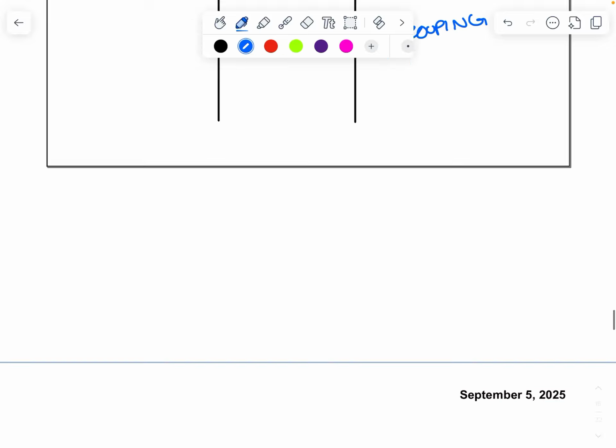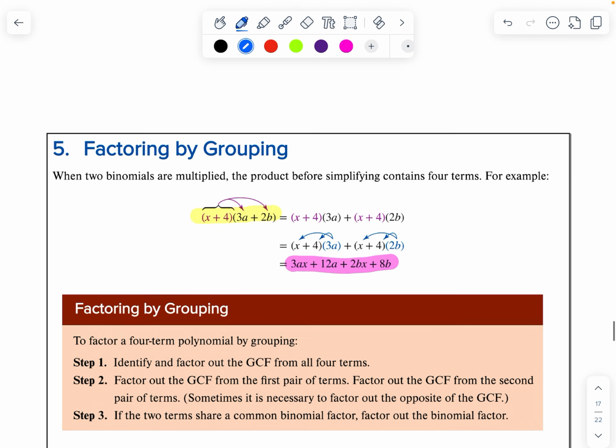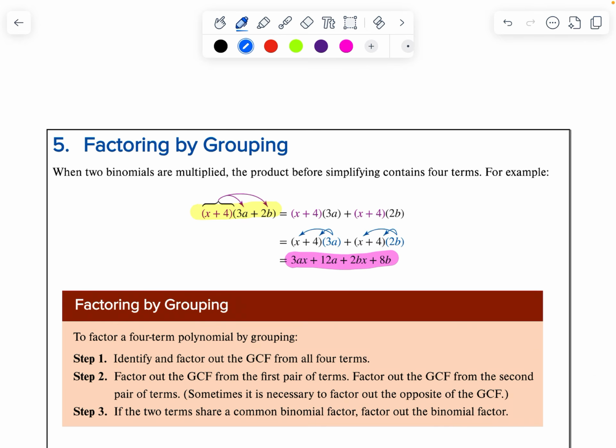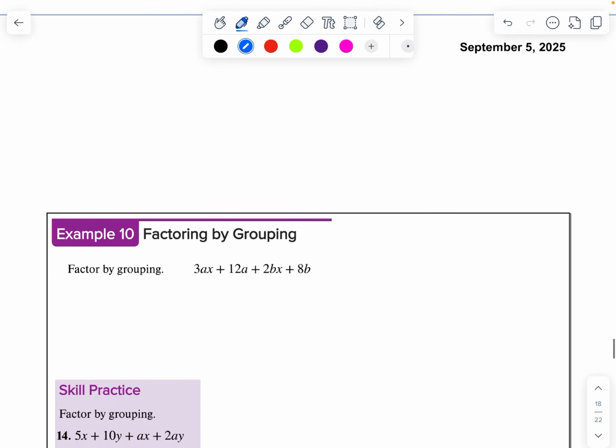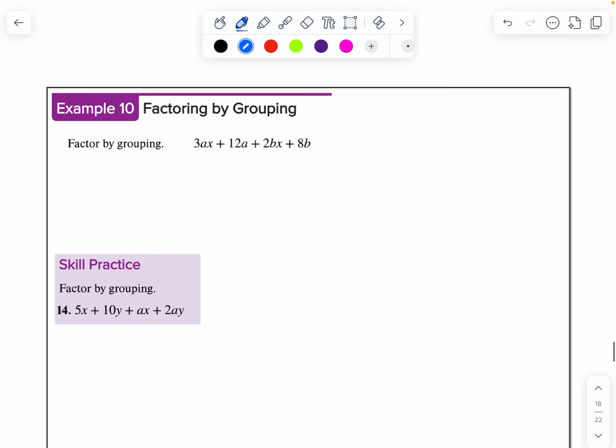Let's see what that looks like. So, factoring by grouping. Again, last unit we talked about multiplying polynomials, and when we multiply polynomials, we have to distribute every item. What we're trying to do is take a four-term polynomial. Notice this has 1, 2, 3, 4 terms. And we're trying to break it into two binomials. The way that we're going to do that is by grouping the first two items and the second two items.